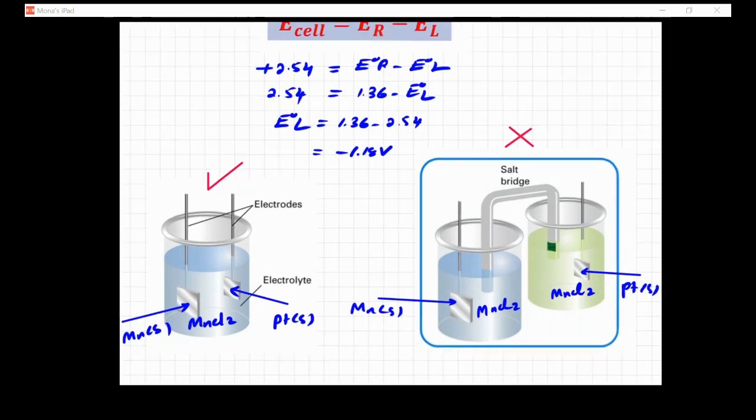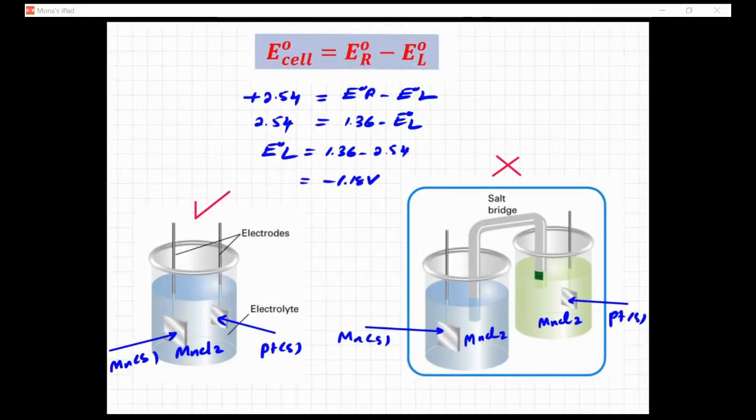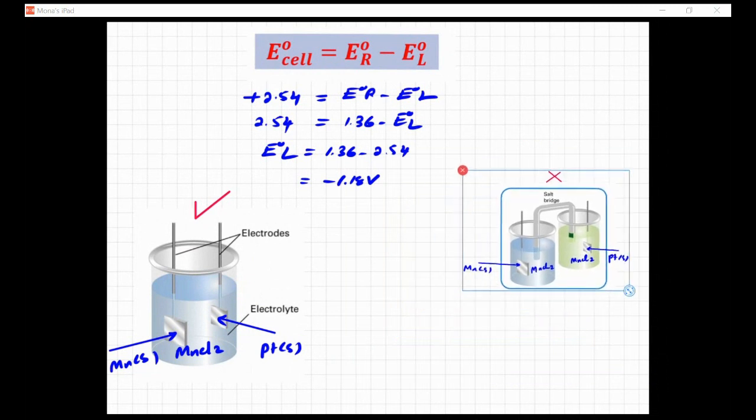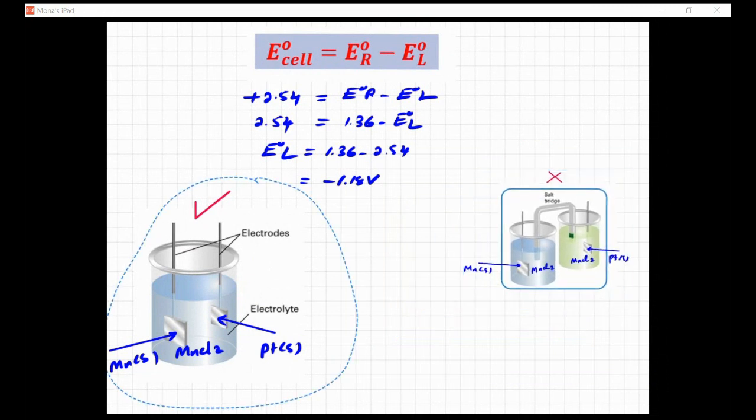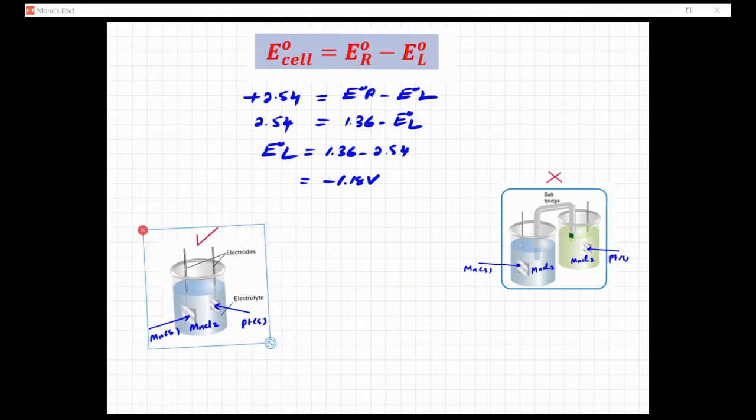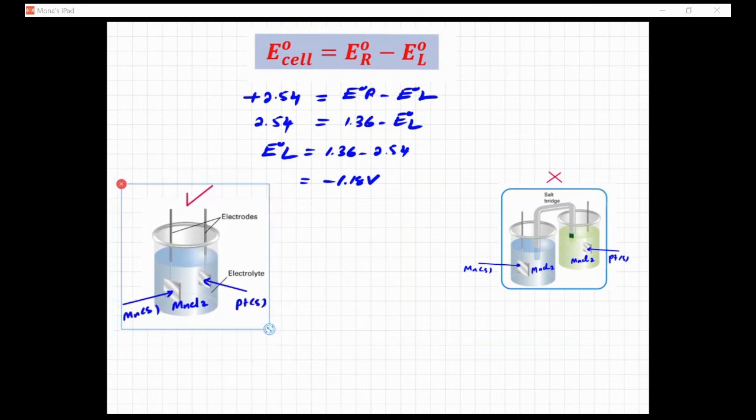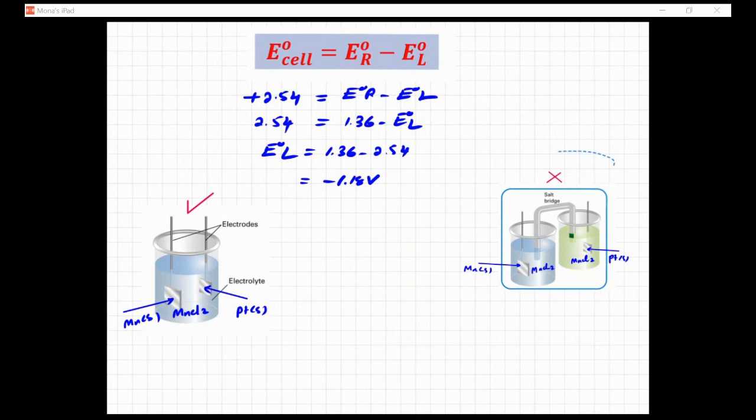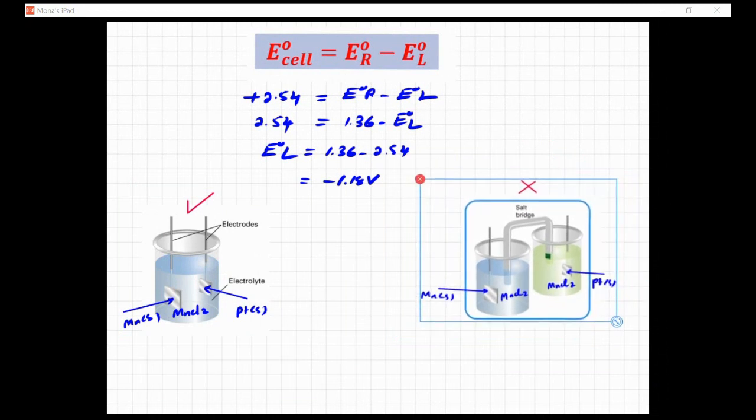So now, if I want to write the cell notation, how do I write it? This is not going to be valid here. What's going to be valid? It is this setup, right? So as a result, I don't need a salt bridge. So as a result, I will write the notation without a salt bridge.